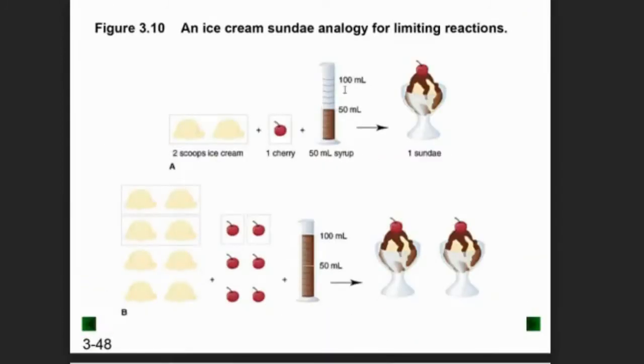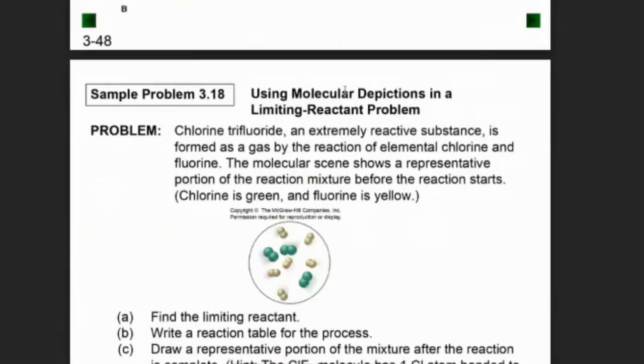Here's an example. The top one is a kind of chemical equation you can use to make one sundae: 2 scoops of ice cream, 1 cherry, 50 milliliters of syrup, and 1 sundae. I happen to have the actual materials in B. How many sundaes can I make? Well, I can make 2. Why can I make 2? I don't have enough chocolate syrup, or fudge, whatever you want to call it, to make any more than 2. Once I use 100 milliliters of the chocolate syrup, I don't have any anymore. I'm out of luck. Whereas I have plenty of cherries and plenty of vanilla ice cream. 2 scoops. Gotta have 2 scoops.